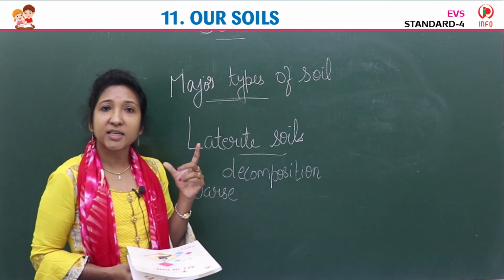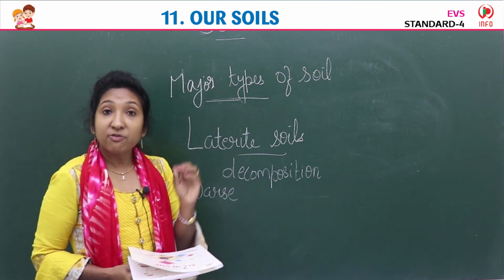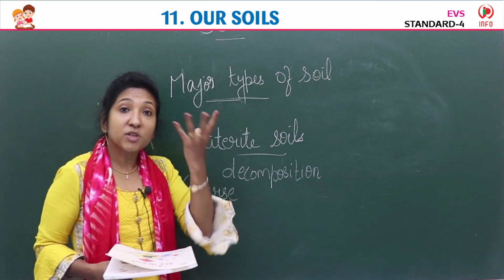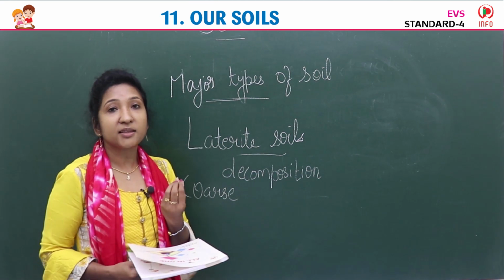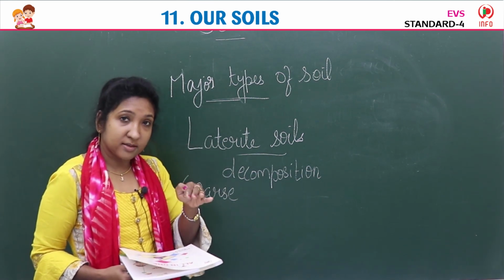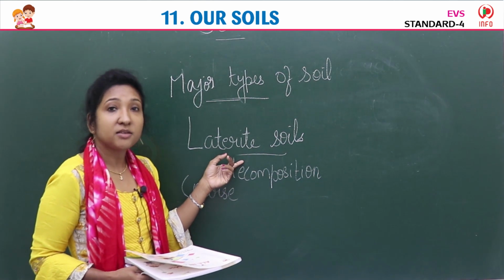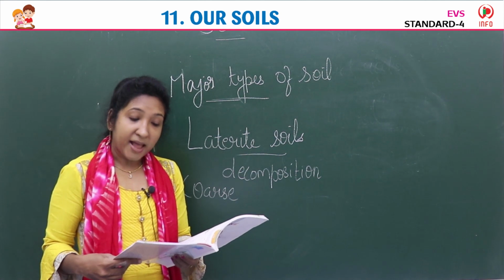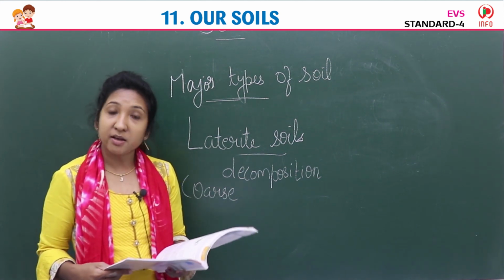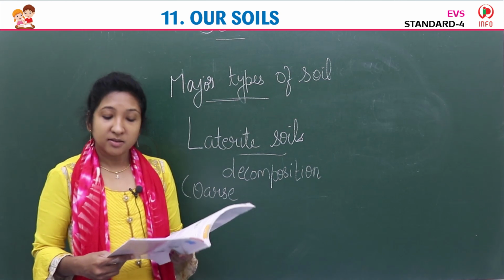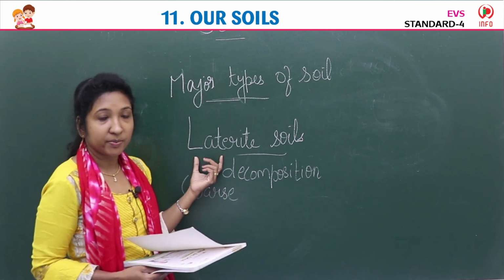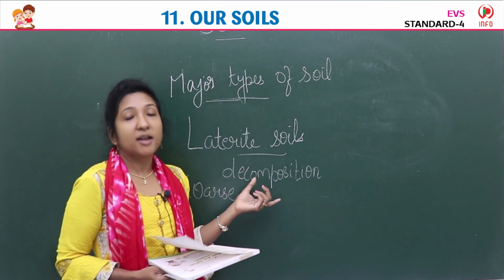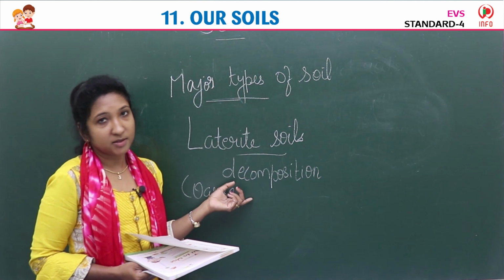Why? Because fertility or quality is very low. If we add some fertilizer, some natural substance to improve the quality, then we can grow crops in this laterite soil. So that's about laterite soil. Plants like tea, coffee, rubber, and fruits like plums and apples all grow here, provided we give good fertilizers to improve the quality of the soil.